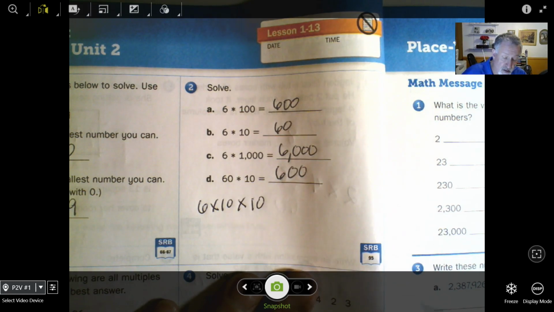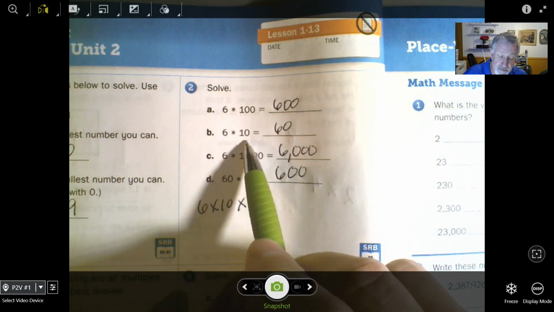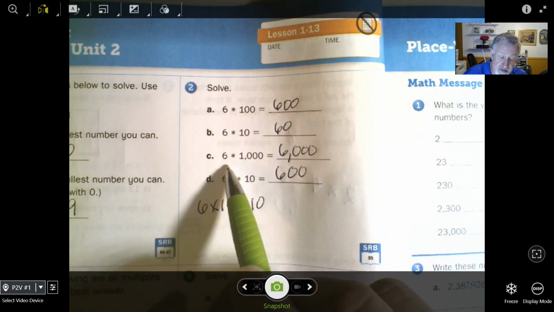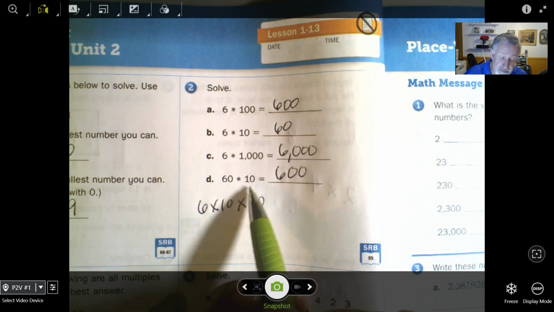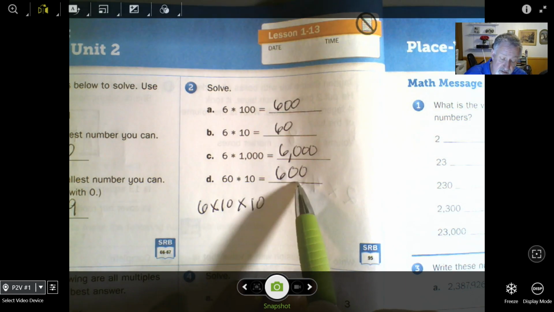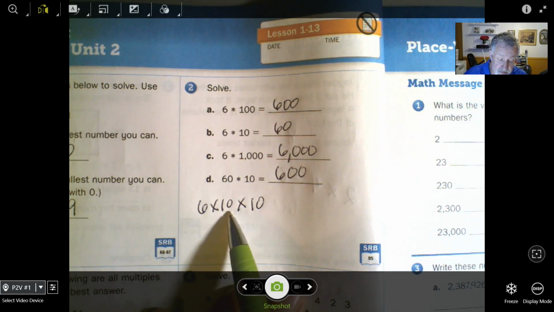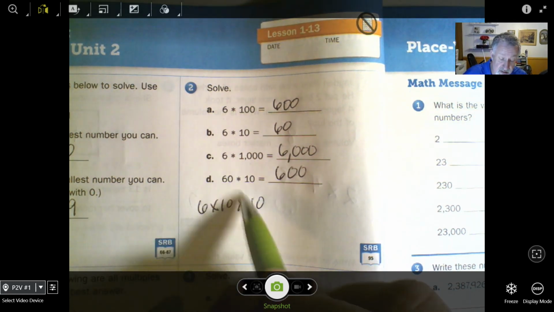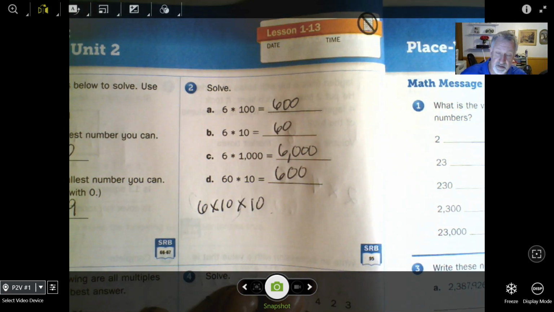Number 2. Multiplying by numbers, powers of 10. 6 times 100, 600. 6 times 10, 60. 6 times 1,000, 6,000. And 60 times 10, well, there's a 60. Add my 0 for 600. Or another way to think of that is 6 times 10, which is the 60, times 10. So 6 times 100 is still 600.